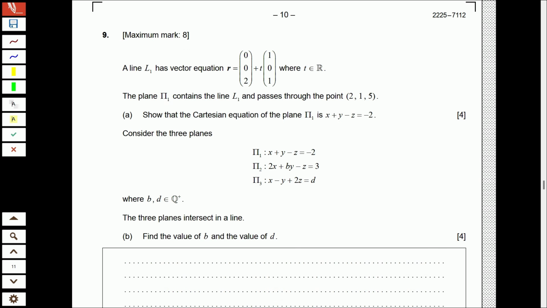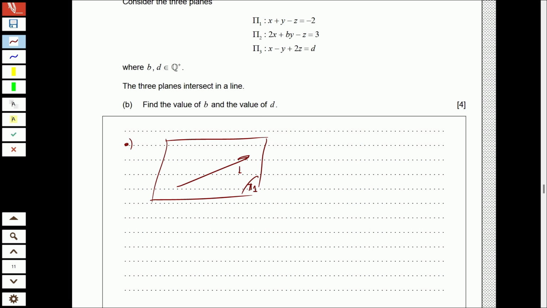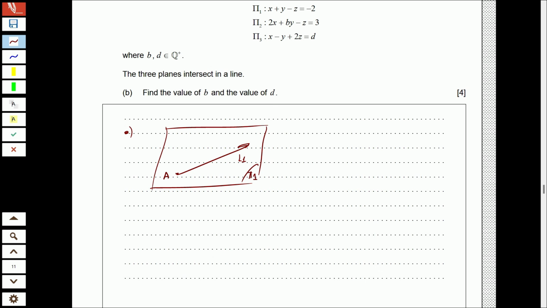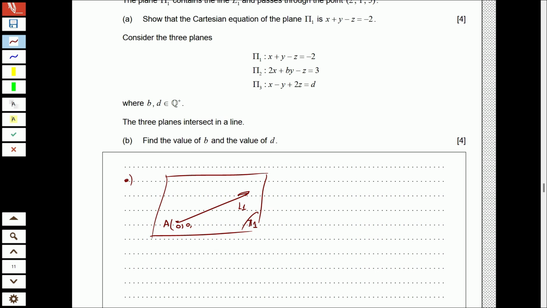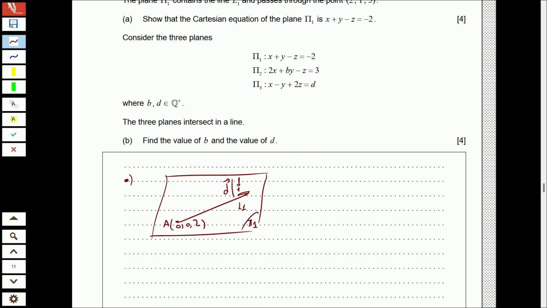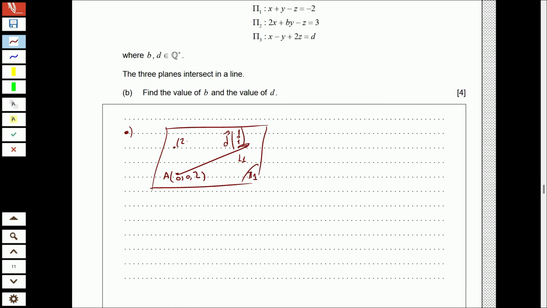Question 9. A line L1 has a vector equation r. The plane pi 1 contains the line L1 and passes through the point (2, 1, 5). Show that the Cartesian equation of the plane pi 1 is x plus y minus z equals minus 2. We have a plane here, namely pi 1. It contains L1, the line, and I know the initial point of L1 is this one, (0, 0, 2). I'm going to call it the point A. We know the direction vector of the line is (1, 0, 1). And I know that a point on the plane is (2, 1, 5).